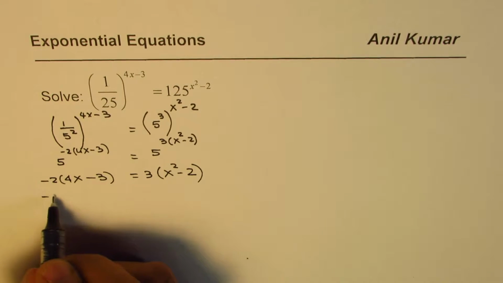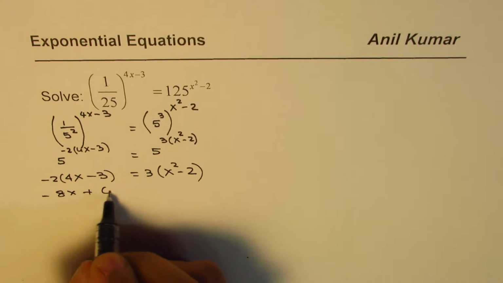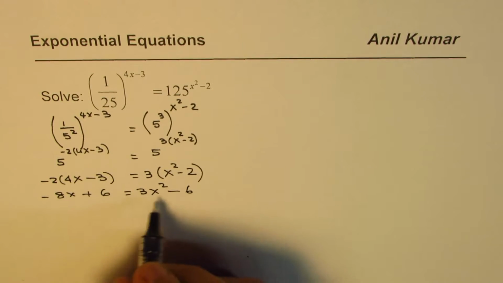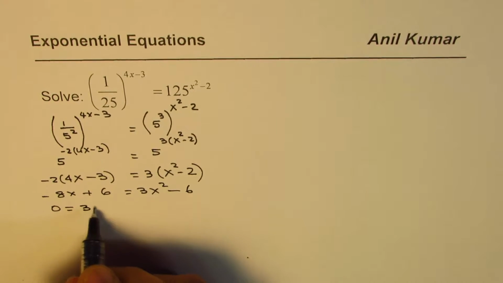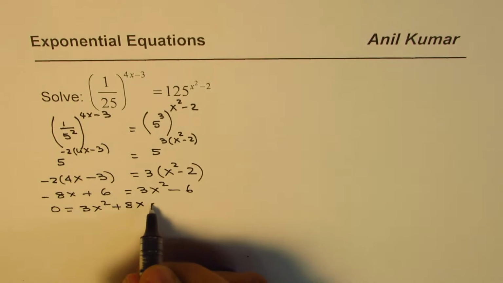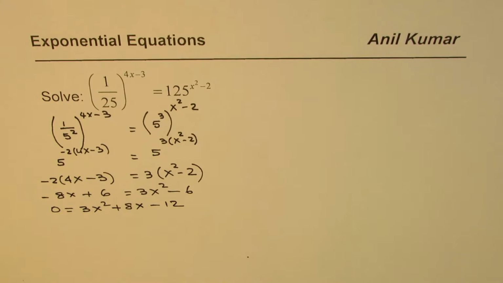Let's open the brackets. Minus 8x plus 6 equals 3x squared minus 6. Bring all the terms together: 0 equals 3x squared plus 8x minus 12, right? Minus 6 becomes minus 12. So we have a quadratic equation. 3 times 12 is 36, and we cannot get a sum of 8 by factors of 36. That is to say, we have to use the quadratic formula to find x.